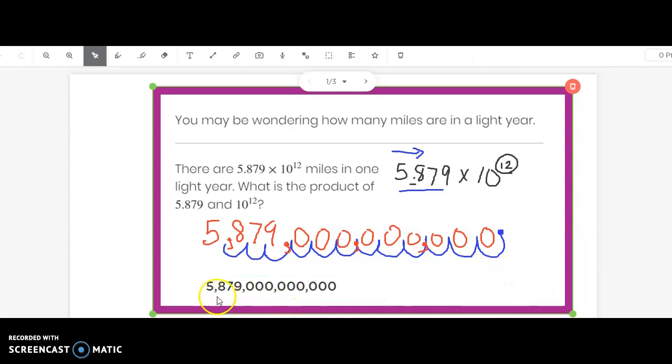So if you did not get this as your answer, go back and see if you properly moved your decimal 12 places to the right.